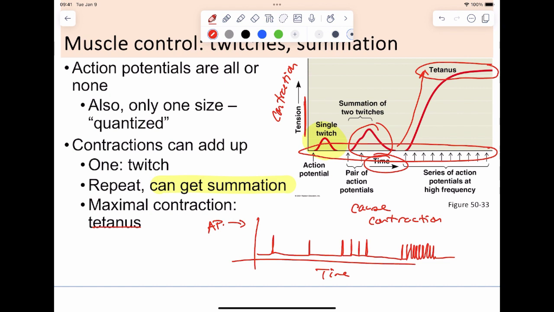Wait, like the disease? Yes, like the disease. What does the disease tetanus do? It causes your muscles to go to maximum contraction and it locks them in place and you can't let go, which is why it kills you. Because when that happens to your lungs and your diaphragm, you're done for. You can't undo the muscle contraction.